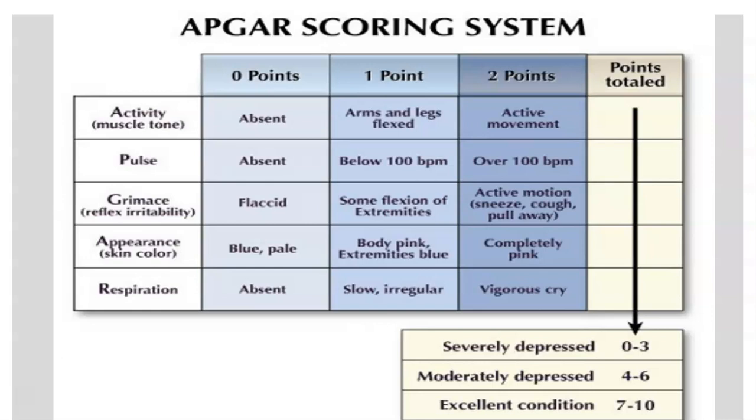So our 2 points for the heart rate, our 1 point for the activity, 1 point for grimace, 1 point for appearance, and 1 point for respirations gives us a score of 6. So this baby probably needs a little bit of extra stimulation to make sure they are perking up, and sometimes they will. By the 5-minute one, they come around and they just take a little bit longer, but that's why they do it multiple times.